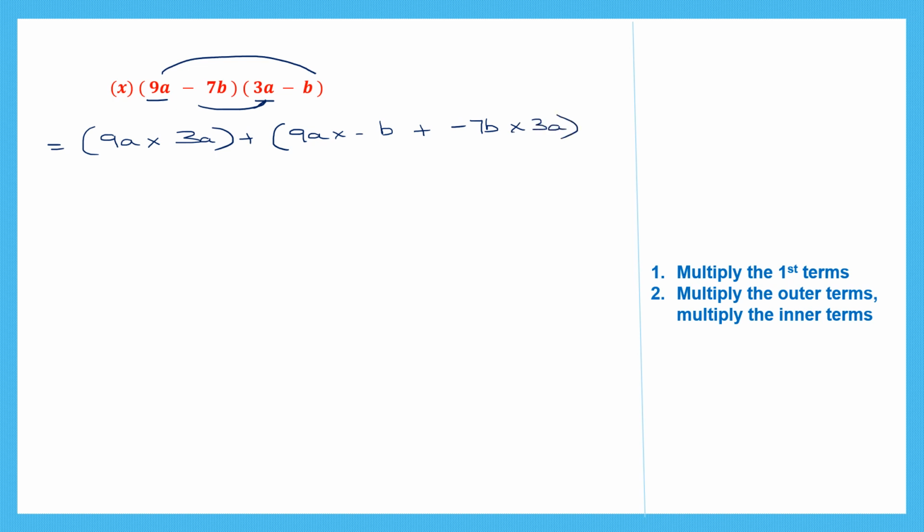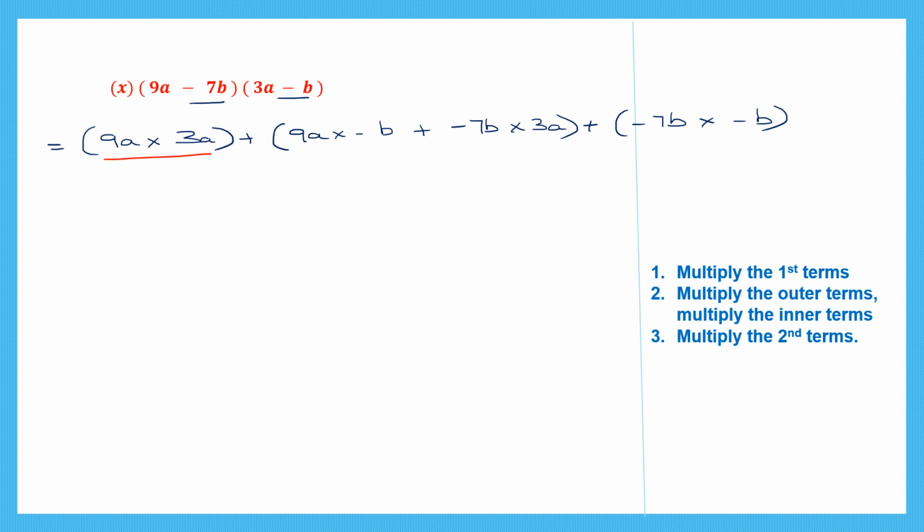So we've multiplied the first terms. We multiplied the outer term and inner term. Now what is the third step? Multiply the second terms. So minus 7b and minus b are the second terms. Minus 7b into minus b. So here now let's work on this. 9a into 3a. 9 3s are 27. A into A is A square. Now here we have 9a into minus b. So let's continue with the brackets. Sign is minus, 9 is the number, a into b is ab.